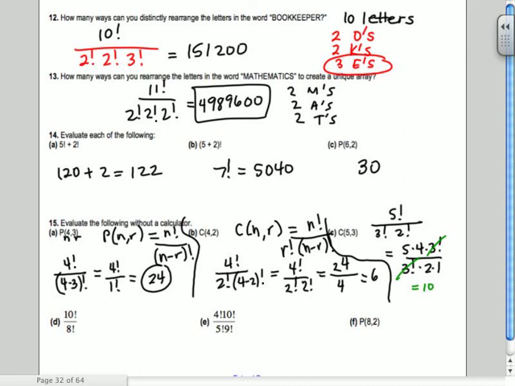The next one, you have 10 factorial over 8 factorial. So you get 10 times 9 times 8 factorial. It's going to cancel with the other 8 factorial. So you get 90.